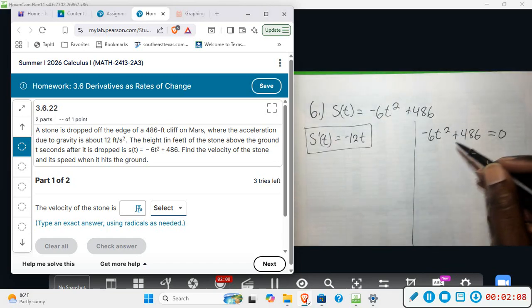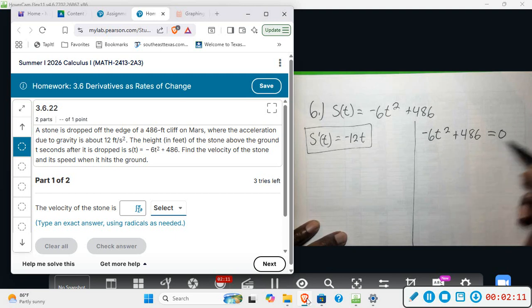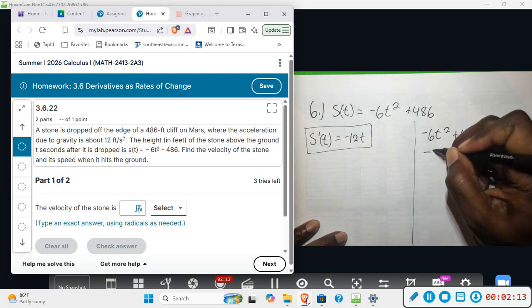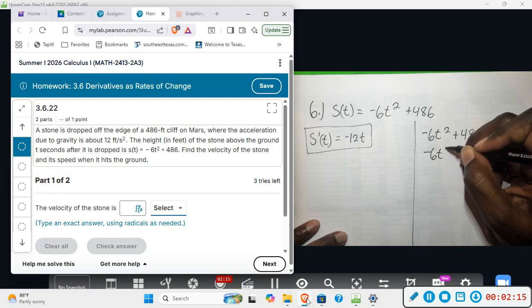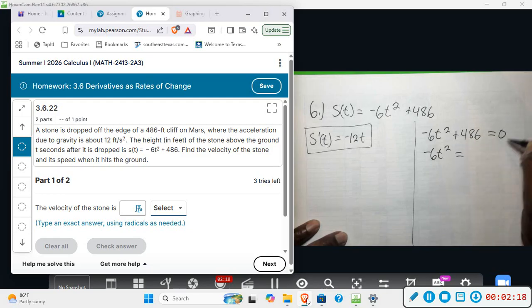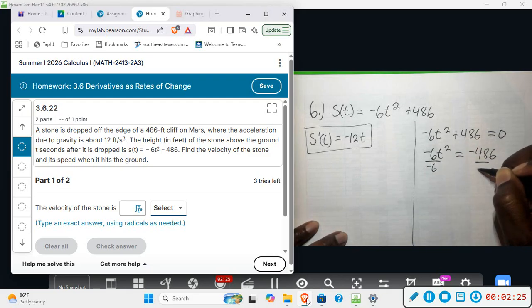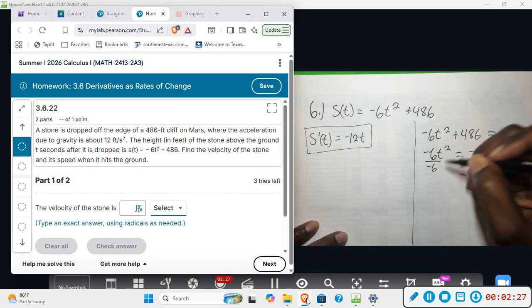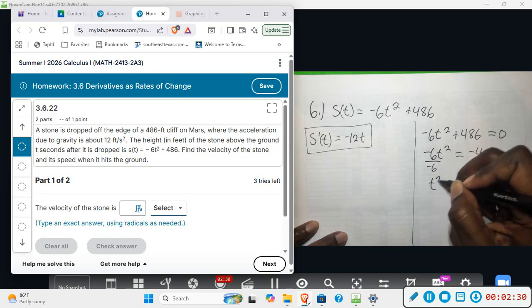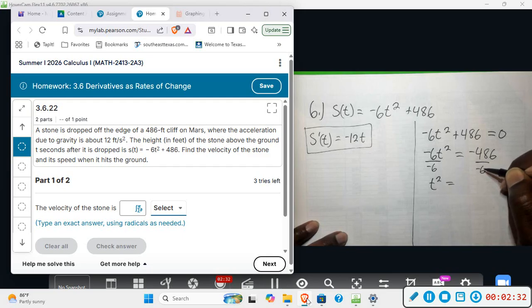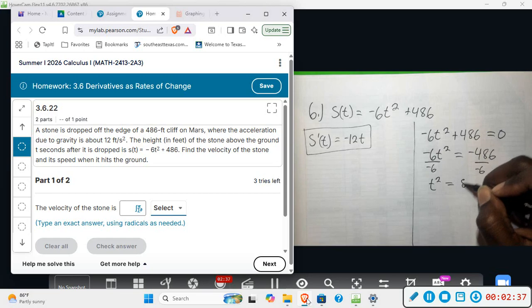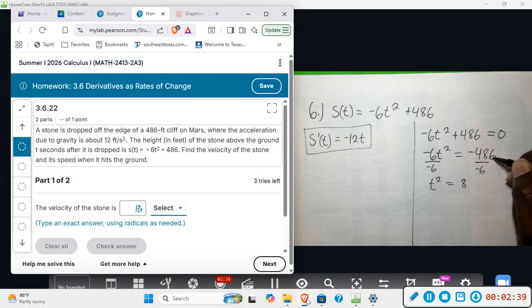So we're going to do some factoring. We're going to move this term over by subtracting it. So we'll have negative 6t squared equal to negative 486. We're going to divide by negative 6, and a negative divided by a negative is a positive. So that will give me t squared equals 486 over 6. 6 will go into 48 8 times, and then go into 6 1 time, so 81.